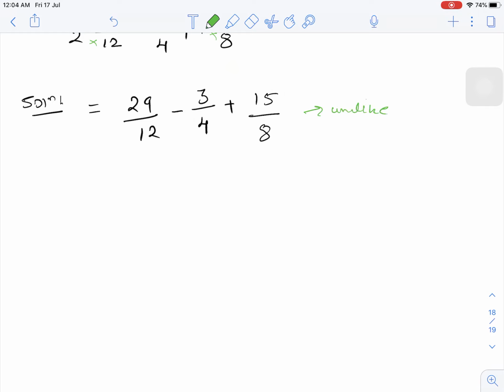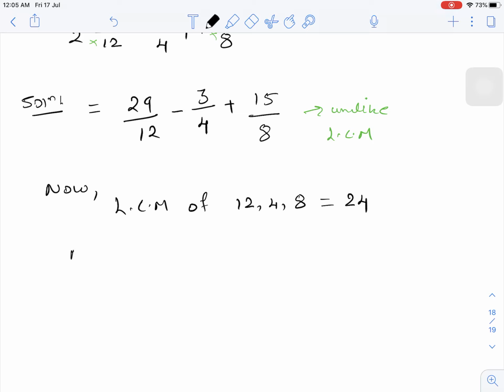Okay, so now what we have to do, we have to make their denominators same, and for making denominators same, we are going to find the LCM of these denominators. Okay, so let us write. LCM of 12, 4 and 8 equals to, now you have already learned how to find the LCM. So what is the LCM of 12, 4 and 8? So it is 24. Now what we are going to do, we are going to make each one of this number as 24.